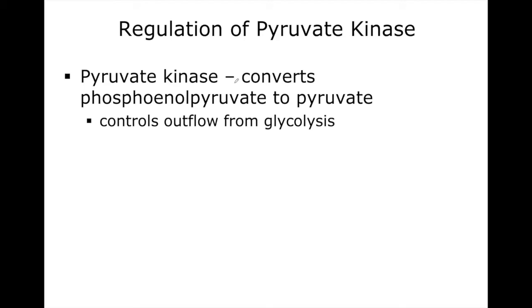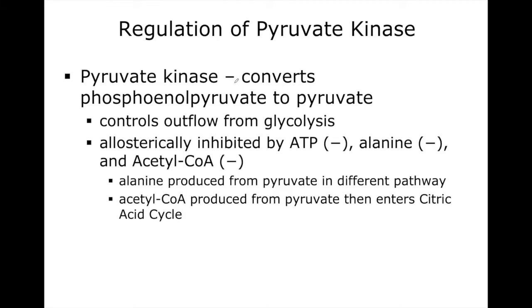And therefore, since it's the very last step in glycolysis, we say it controls the outflow from glycolysis. Now, this enzyme is allosterically inhibited by ATP. It is allosterically inhibited by alanine, the amino acid alanine, and by acetyl-CoA. Now, we of course know what ATP and alanine are. We'll talk about acetyl-CoA more when we talk about the citric acid cycle.